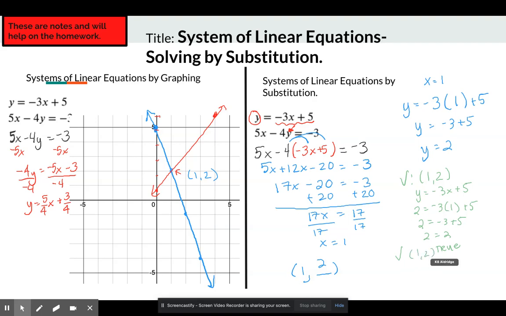(1, 2) into 5x - 4y = -3. x is 1, so 5 times 1 minus 4 times 2. 5 minus 8. Hey, we did it. -3 equals -3. All right. Well, that concludes our notes in solving systems of linear equations by substitution and by graphing.